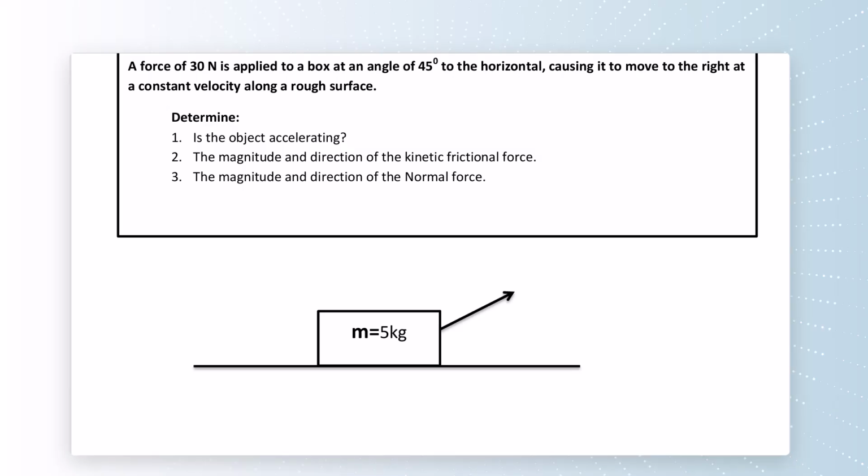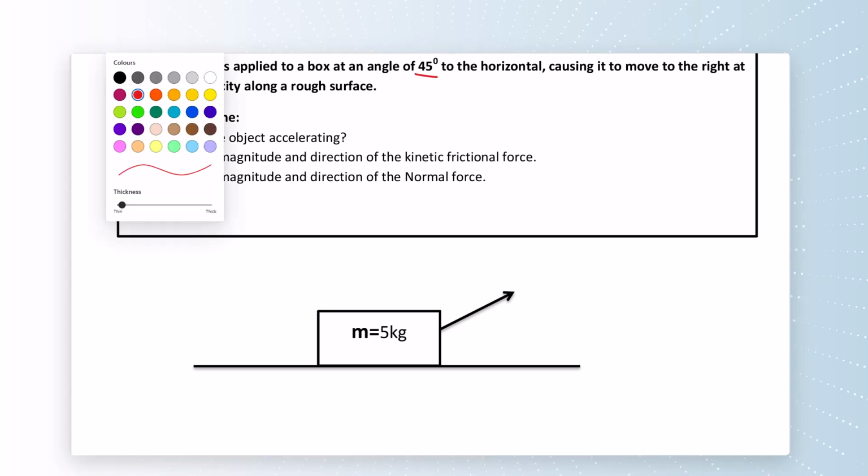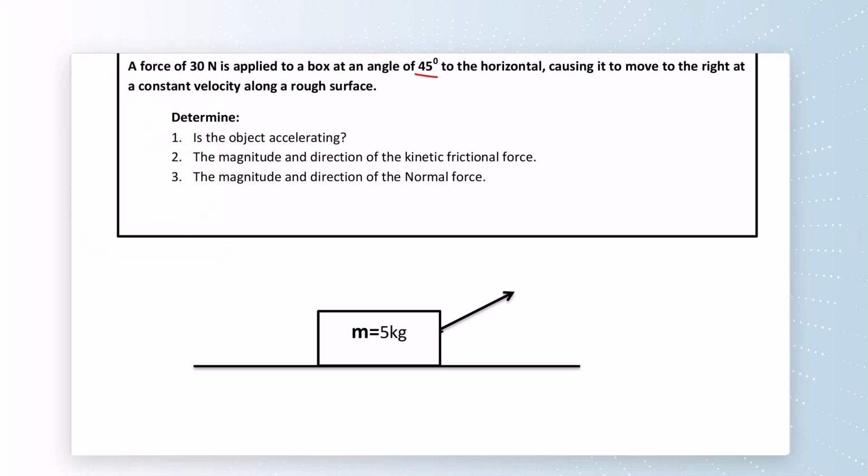Great. So there's a couple of things that we must look at. First thing first is that the force is angled. Let's go on and mark that. We have an angle of 45 degrees, and it has a magnitude of 30 Newton. Lovely. What else do we have?